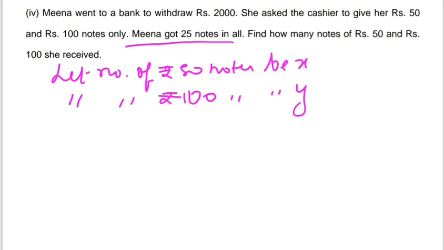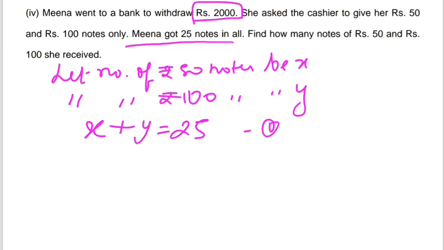So they are saying that she got the number of notes equal to 25. That is, the number of 50 rupee notes plus the number of 100 rupee notes is 25. So x plus y is equal to 25. This is our first equation. Let's go to the second one. They are saying the total amount is 2000. To find the total amount, we say that 50x plus 100y is equal to 2000. So the number of 50 rupee notes into 50 plus the number of 100 rupee notes into 100 gives you the total amount, that is 2000.